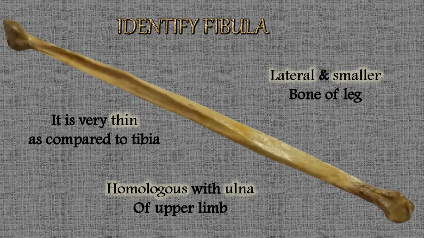Identify fibula. This is the fibula, the lateral and smaller bone of the leg as compared to the tibia. Tibia is a medial and thicker bone. The fibula is thin as compared to the tibia. Tibia is much thicker. It is the homologue of the ulna of the upper limb.